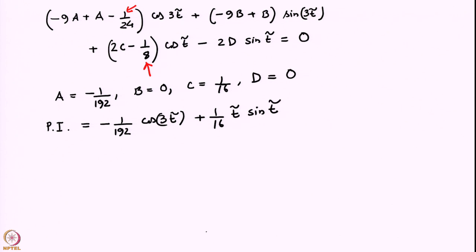As expected, we still have a problematic term. The t cos t̃ term went away, but the t sin t̃ term is still there and it is the second part of the particular integral, and this is going to cause some trouble for us. So, let us go further.